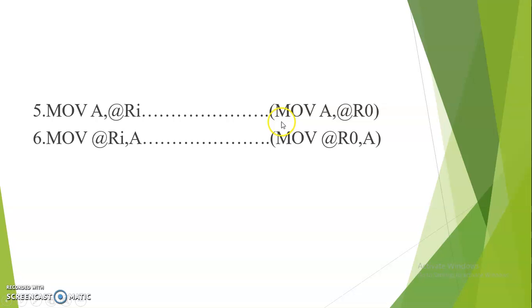Suppose the example I have given is MOV A, @R0. Now suppose R0 is a register from some register bank, say bank 3. In that bank there are 8 registers. Bank 3 is the 4th register bank of 8051.